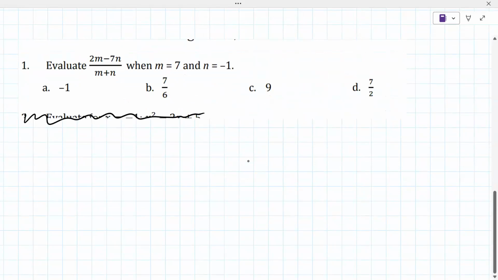This one you do have to solve. You can't just try to use the answers. So work this out as best you can. I'm happy to answer some questions for you.